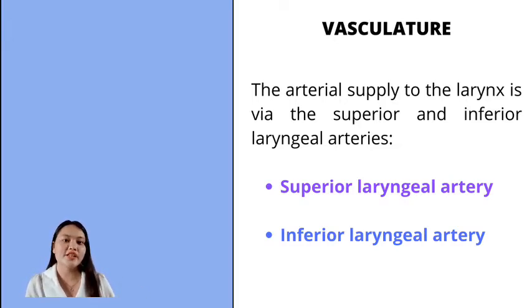The venous drainage is by the superior and inferior laryngeal veins. The superior laryngeal vein drains to the internal jugular vein via the superior thyroid vein, whereas the inferior laryngeal vein drains to the left brachiocephalic vein via the inferior thyroid vein.